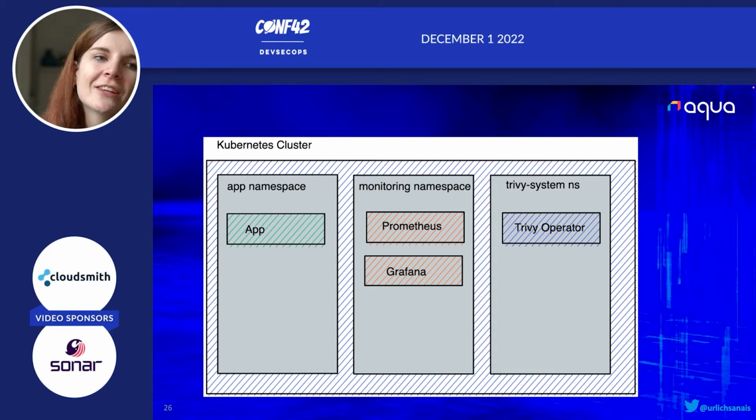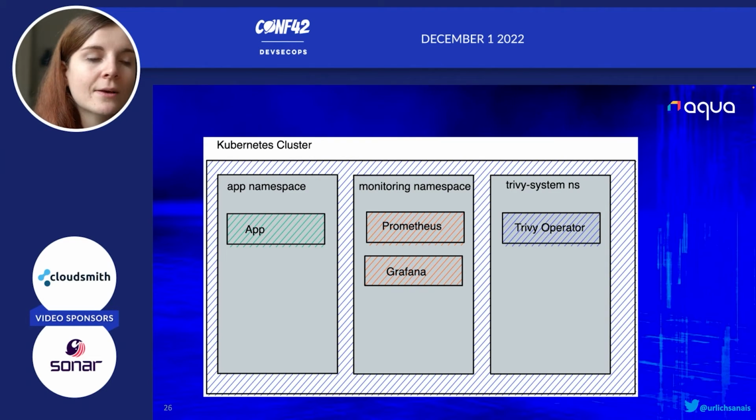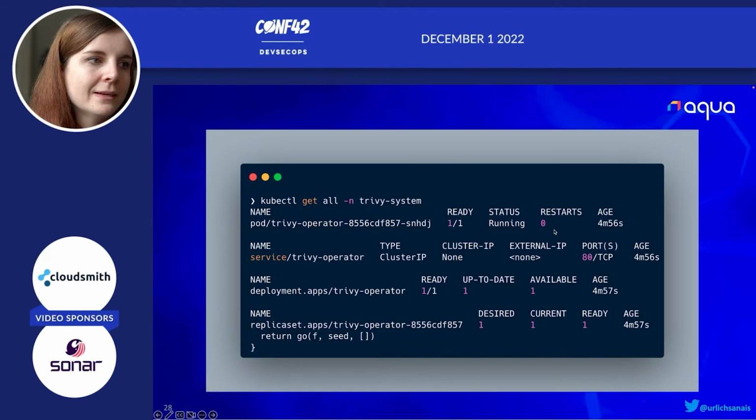In addition to that, you could then also use Trivy, the CLI tool, in your CI/CD pipeline or also on your developer machines. The beautiful thing is, if everything is a Kubernetes resource, you can then use the same processes across your stack. So, for example, here, you can use the same processes if everything is a Helm chart: Prometheus, Grafana is a Helm chart, Trivy operator is a Helm chart. You can deploy and manage those applications through the same processes, which is really nice, really handy.